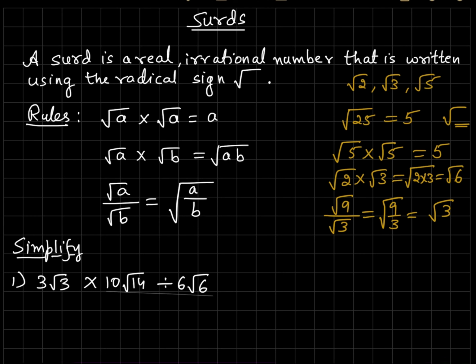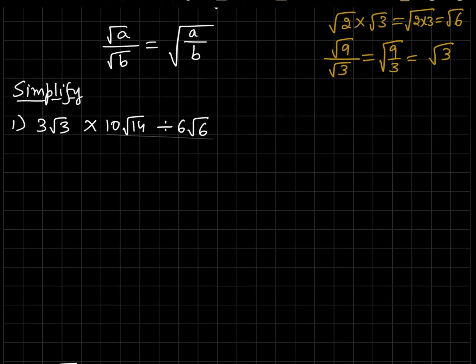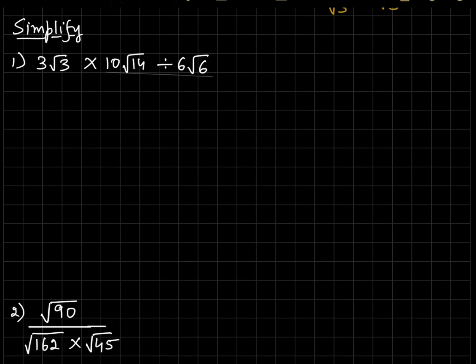Now let us do a few questions based on it so that we understand it in a more practical way. So here is the question: simplify 3 square root 3 times 10 square root 14 divided by 6 square root of 6. Let us write here, this is 3 square root of 3, and we do not have any factor of 3, right? So we will write it as it is. Then 10 times square root of 14.